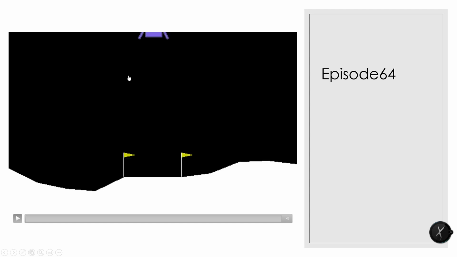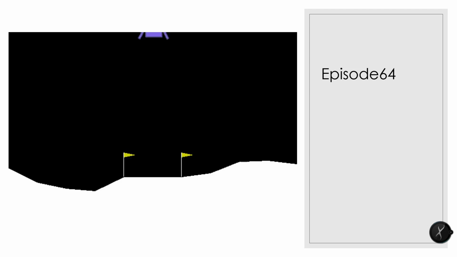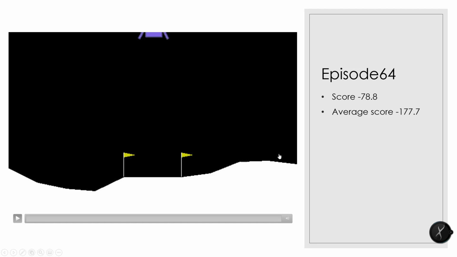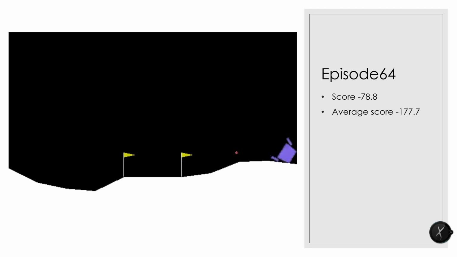We'll look at one of the episodes of the Lunar Lander. This is episode 64, which was pretty early on in its training. It achieved an average score of -78. Let's run the program. As you can see, one of its legs did touch the ground, but it was firing its engine for most of the time and landed on its side. I wouldn't want to be in this lander.